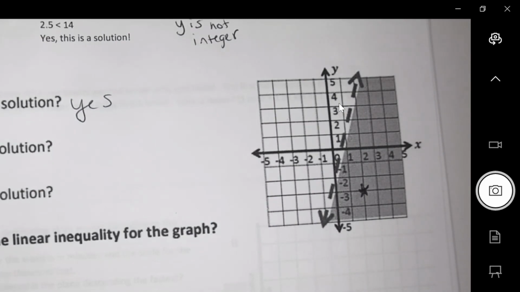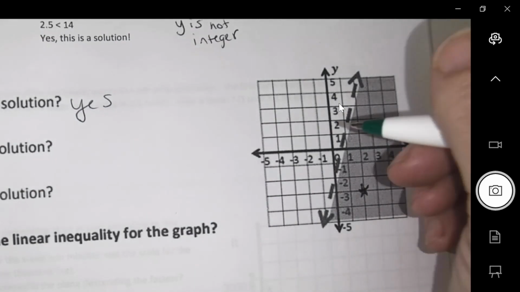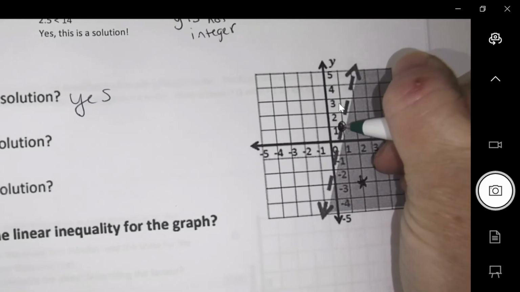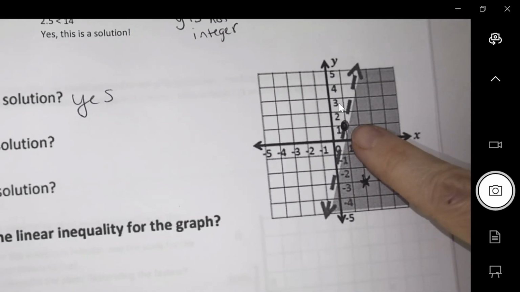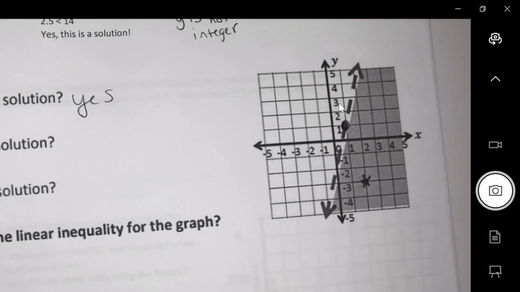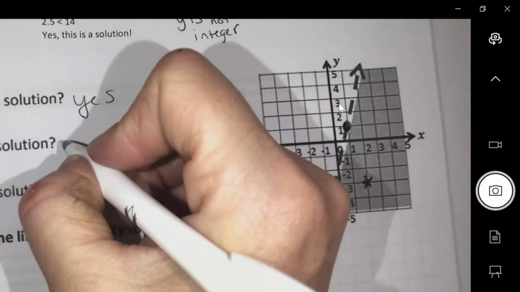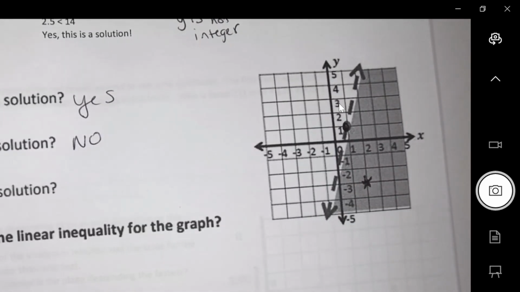Is 1, 1 a solution? So 1, 1, that's right there. And it's actually located right on top of that line, and that line is dashed. So would it be a solution? No. If you're on a dashed line, you're not a part of the solution. If you're on a solid line, you're part of the solution.